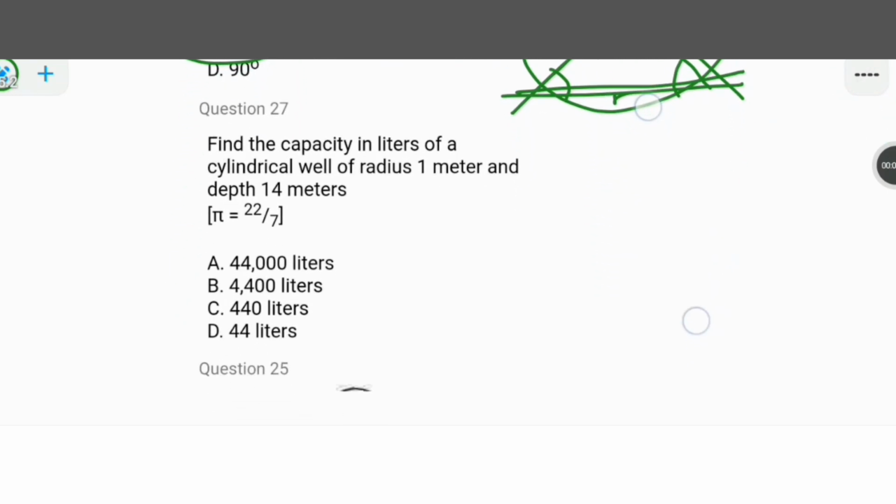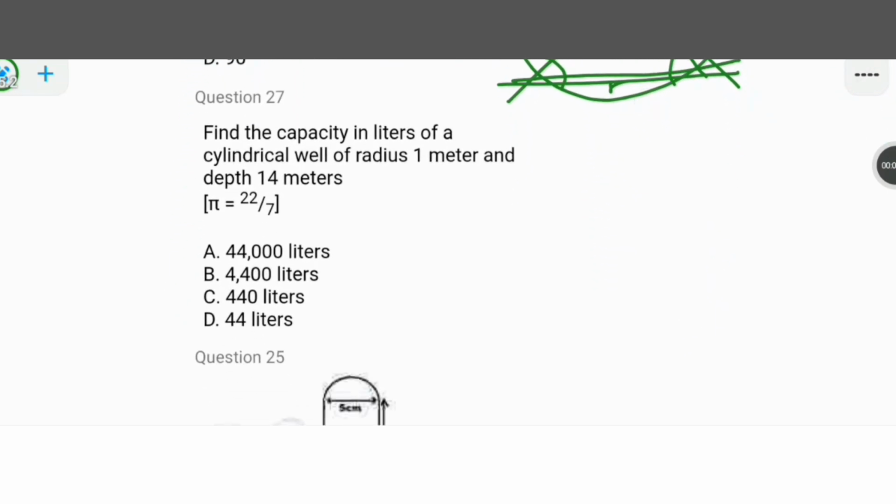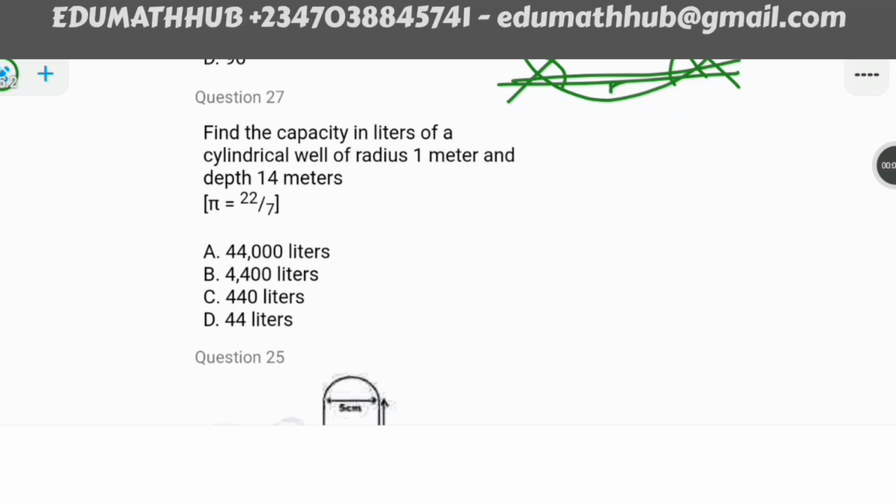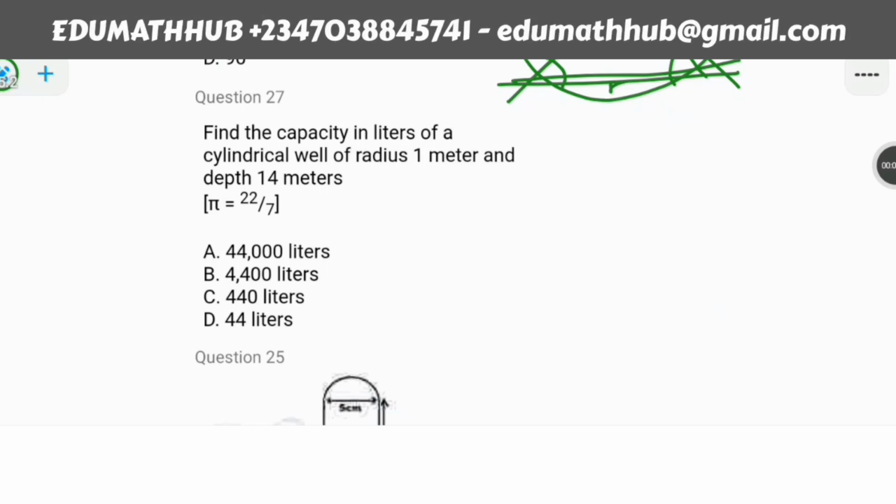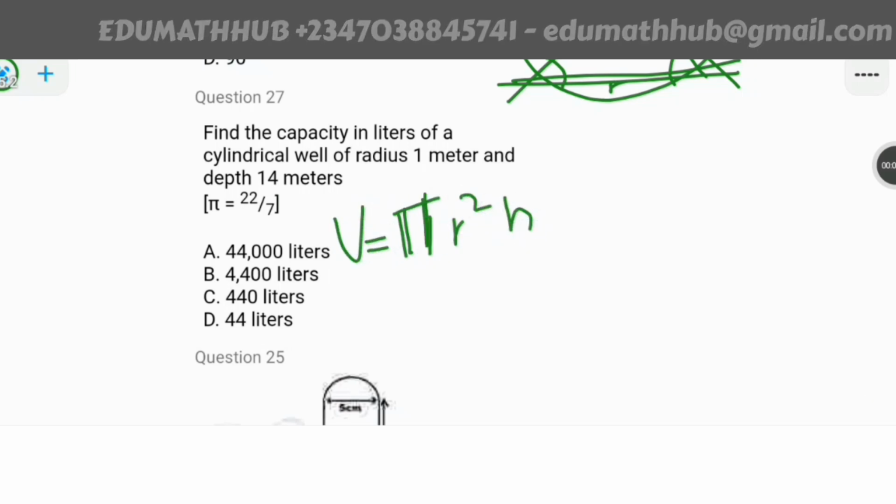So for the next one, find the capacity in liters of a cylindrical well of radius 1 meter and depth of 14 meters. So look at how you're going to solve it. It's very simple. Capacity means volume, and this is a cylinder. What is the volume of a cylinder? That is pi r squared h. That is V equals pi r squared h. So just plug that into your formula.